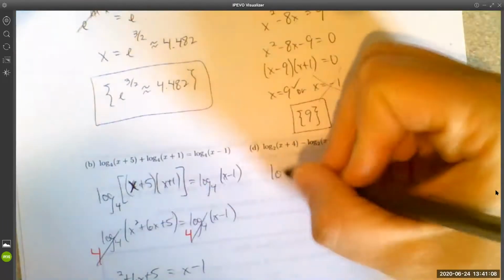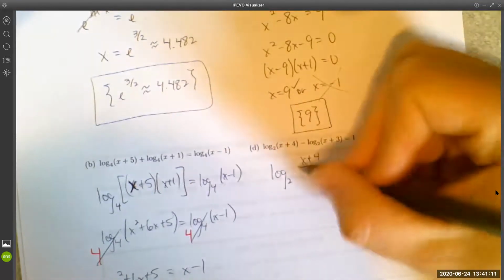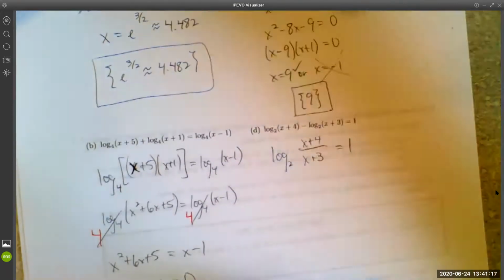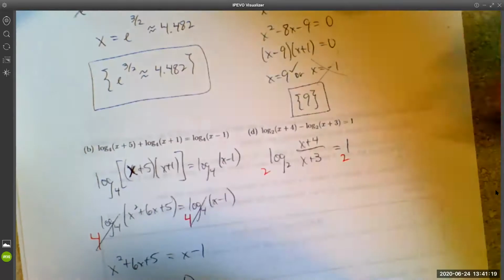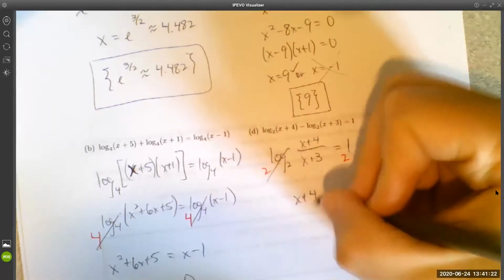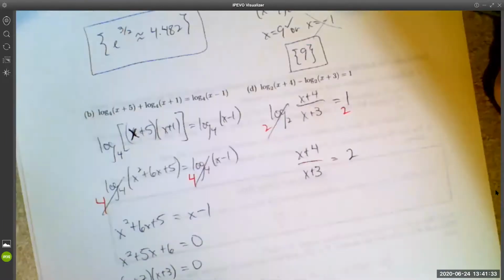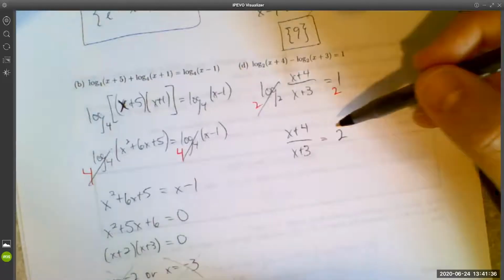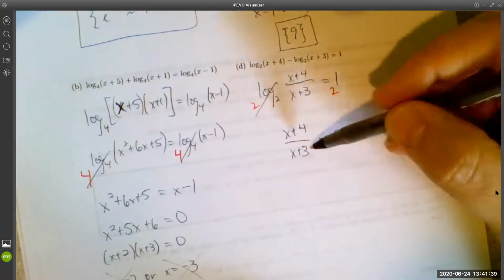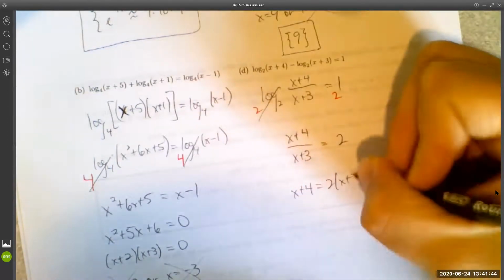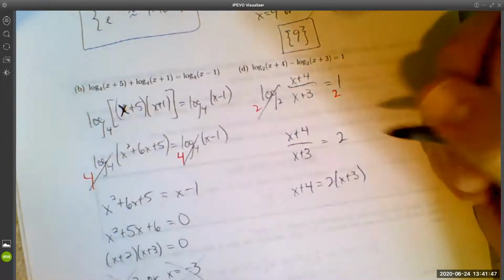We're going to say, well, this is log base 2 of x plus 4 over x plus 3. And then we're going to exponentiate. x plus 4 over x plus 3 equals 2. So you see all of that work we did reviewing how to solve quadratic equations, how to solve rational equations. It's all coming back in chapter 3, right? Anyway, we solve this by clearing the fraction, multiplying both sides by x plus 3. And then the rest is history.